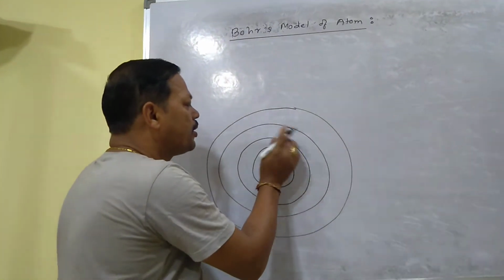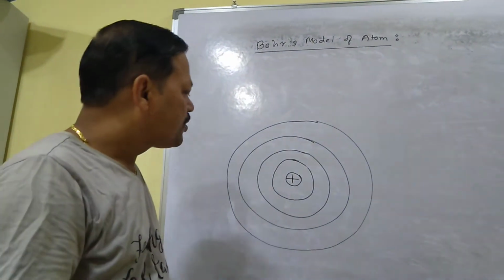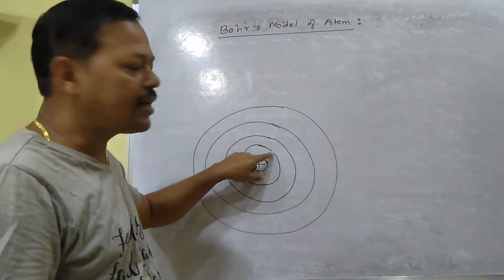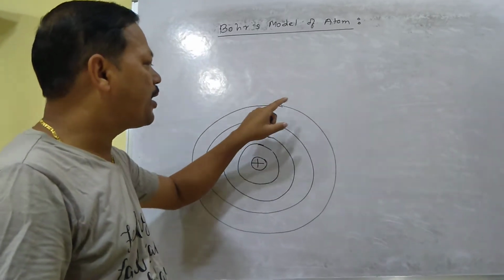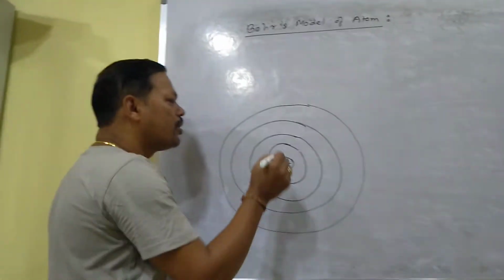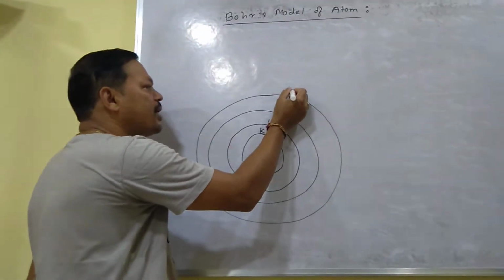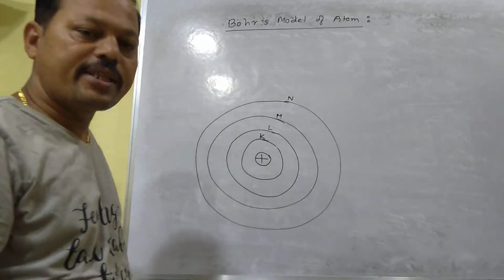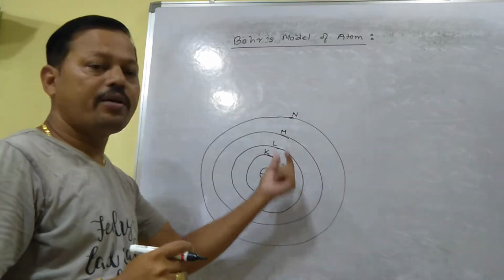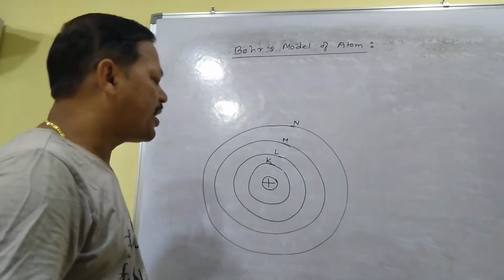These are the orbits. An orbit contains a definite amount of energy, and that is why these orbits are also called energy states. This is called the first energy state, second energy state, third energy state, fourth energy state, like that, which are also said to be shells. As you know, the first shell is called K shell, second shell is L shell, third shell M, fourth shell N, like this. They are called energy states because each orbit contains a definite amount of energy.